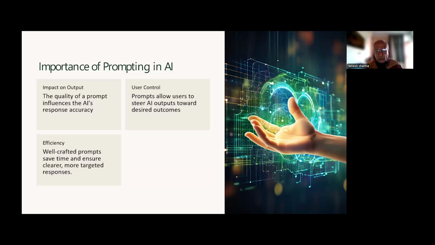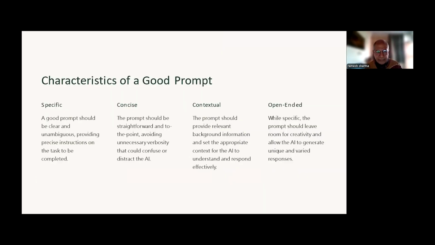Therefore, so you have better user control over your output. The prompt you write should be specific, clear, and unambiguous, providing exact instructions on how the task needs to be completed. Then your prompt should be concise, straightforward, and to the point. Avoid unnecessary verbosity. In fact, many of us write, like, please translate this.